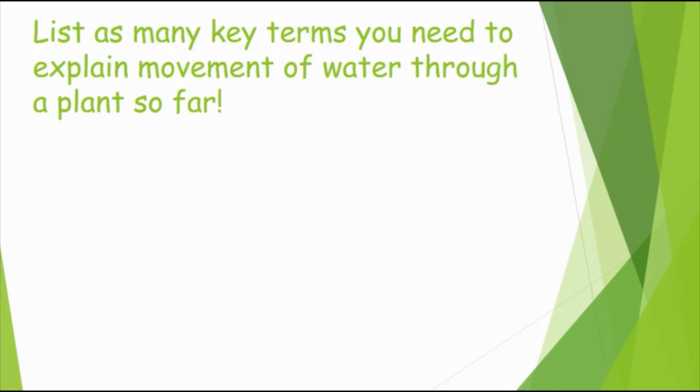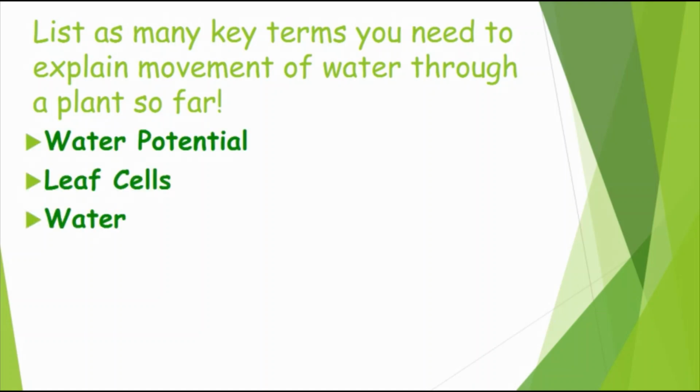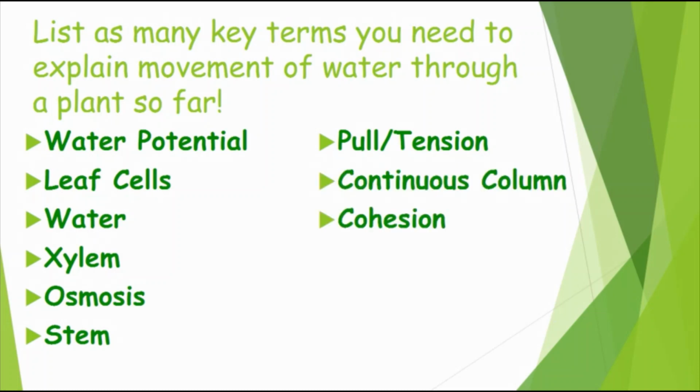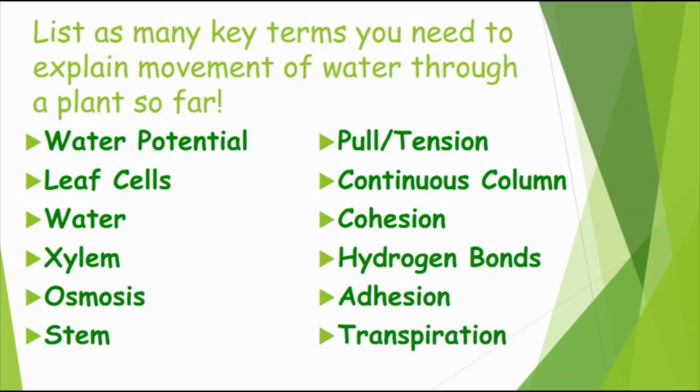Let's have a look at our list. We've got water potential. You need to talk about the leaves. You need to talk about water, xylem vessels, the process of osmosis, going through the stem. We need to know that if we're in the stem, there is pull or tension. Moving water is a continuous column with the aid of two forces, cohesion in its hydrogen bonds and adhesion in the process of transpiration.